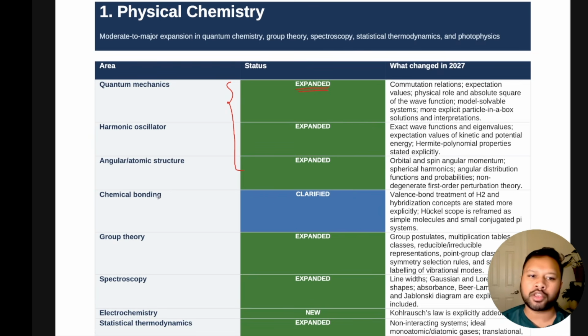Talking about chemical bonding, a few things are clarified. They have mentioned that the syllabus now only includes valence bond treatment of the hydrogen molecule, and hybridization concepts are stated more explicitly. Earlier also you studied them, but now they have mentioned that these things you have to prepare for the exam. Huckel scope is reframed as simple molecules and small conjugated pi systems. So Huckel molecular orbital theory, which you study, has been reframed, or the wording has been changed for that.